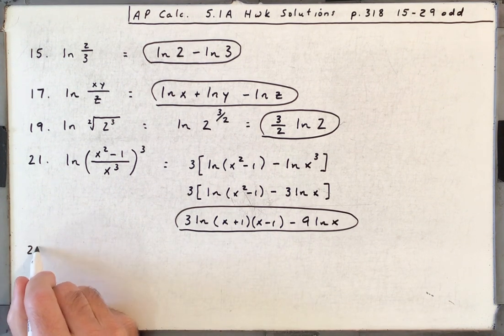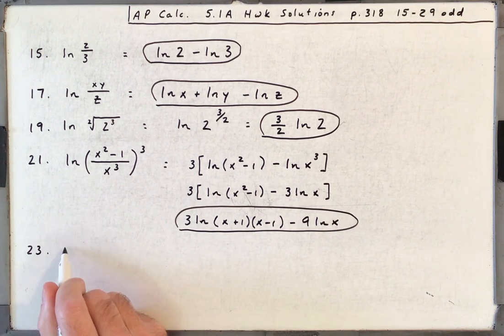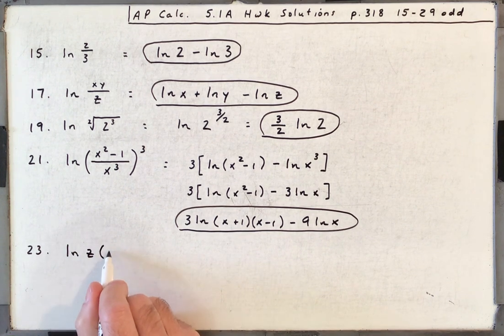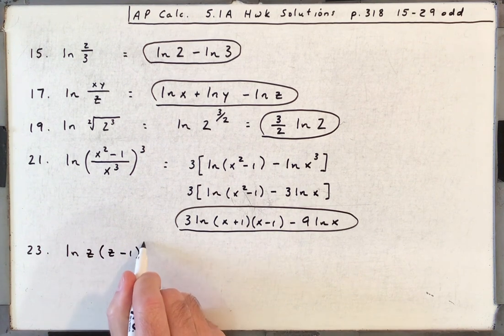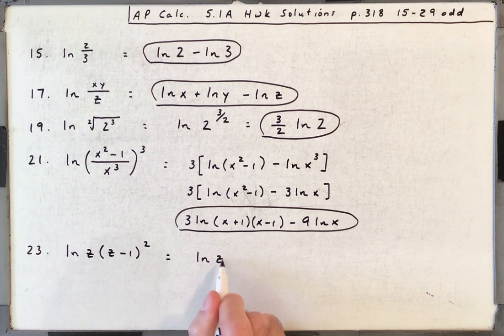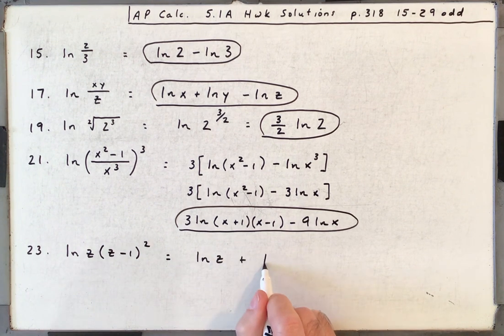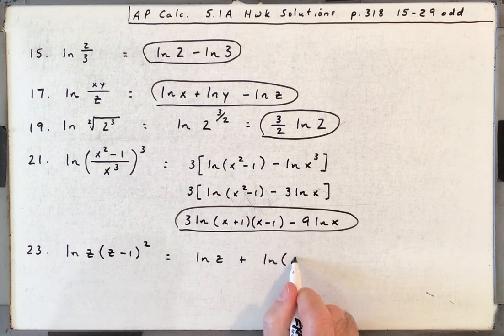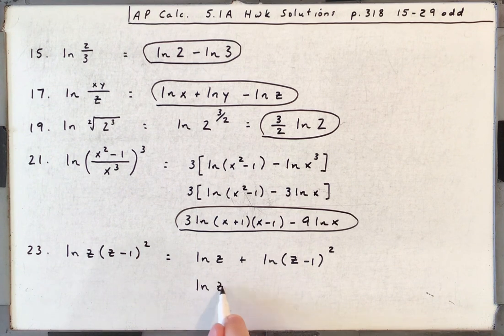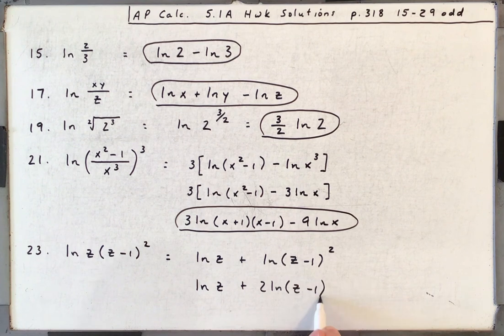All right, and then 23, let me rewrite that, it's the natural log of z times z minus 1 all squared. Okay, we've got a product here, so that's the natural log of z plus the natural log of z minus 1 all squared. So I've split it apart into a product. Now I can bring this 2 out front. So we have natural log of z plus 2 natural log of z minus 1. And that's all you can do.